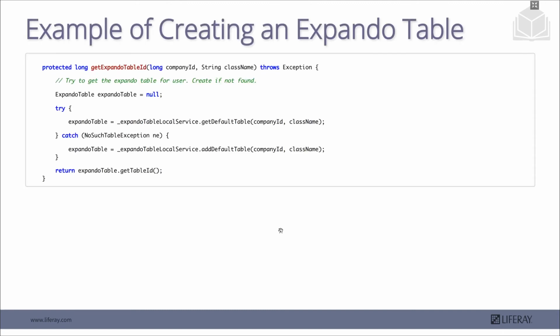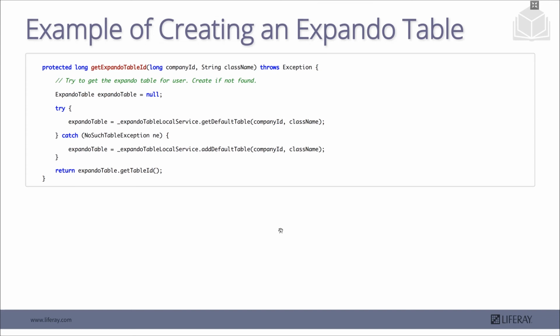So let's take a look at code here and try to further solidify this idea. So let's say we're creating a custom field for a specific entity, right? What we're first going to try to do is get this specific Expando table, right? If we are able to get the Expando table, this means that we have already created a custom field for that specific entity. So we will have one table entry for each one of the different entities that we're modifying or adding a custom field for.